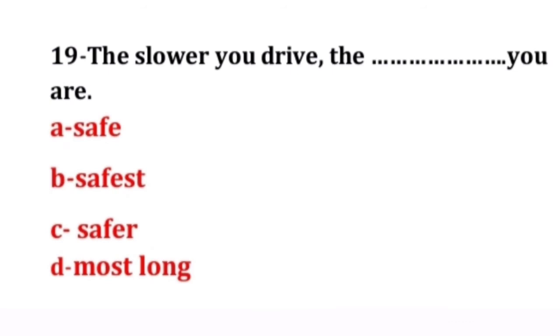The slower you drive, the ___ you are. Safe, safest, safer, most long. The correct answer is safer. Again, safer.